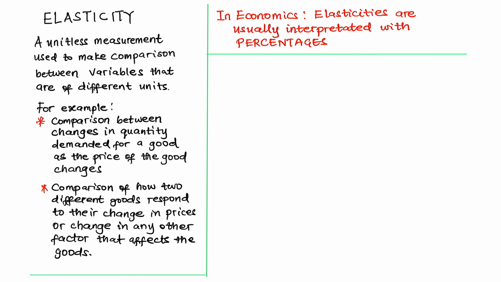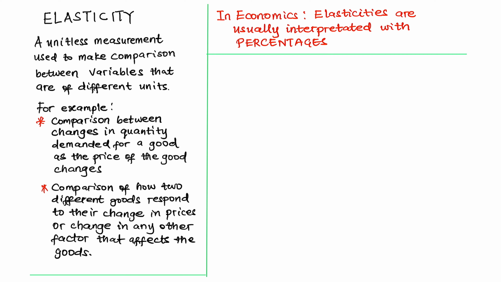So how can we make a comparison in the change in the price in terms of dollar and change in the quantity in terms of kilogram? So that is where elasticity comes into play. Another example of how we use elasticity is comparison of how two different goods respond to their changes in prices or change in any other factor that affects the good.